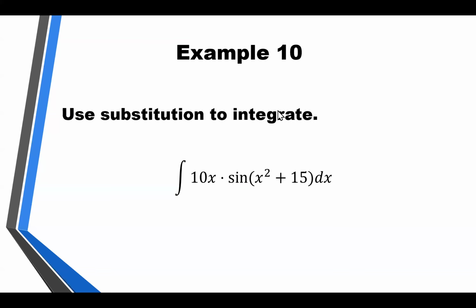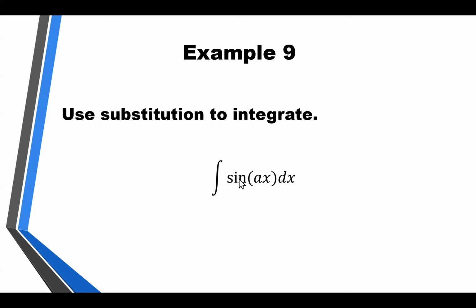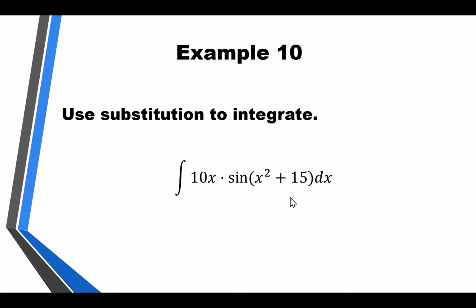For other problems, you probably do want to go back and do the substitution process. So let's do another example. Let's look at example 10 here. We're going to integrate 10x times sine of x squared plus 15 with respect to x. In this one, you probably do want to do a substitution process just so you keep everything straight. On some of the simpler ones, you might be able to jump to the final step once you've seen how it goes. But on this one, I think I'll do the entire process.